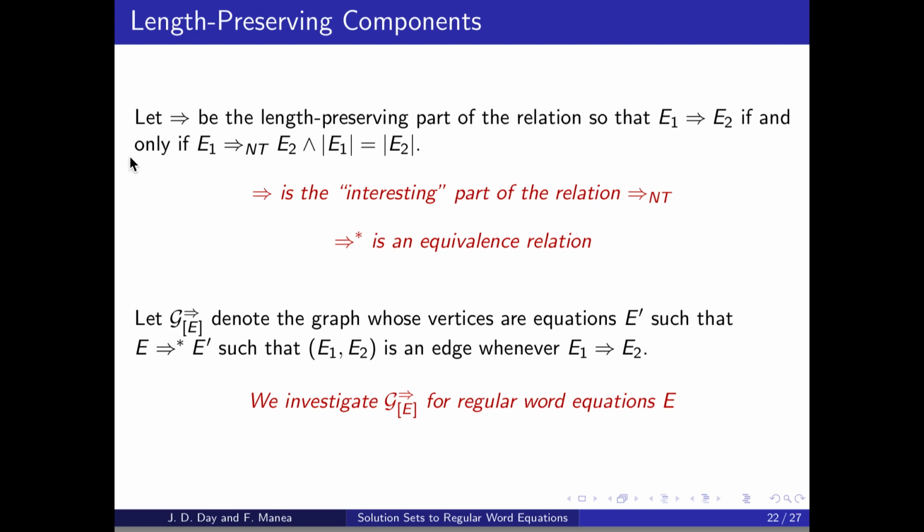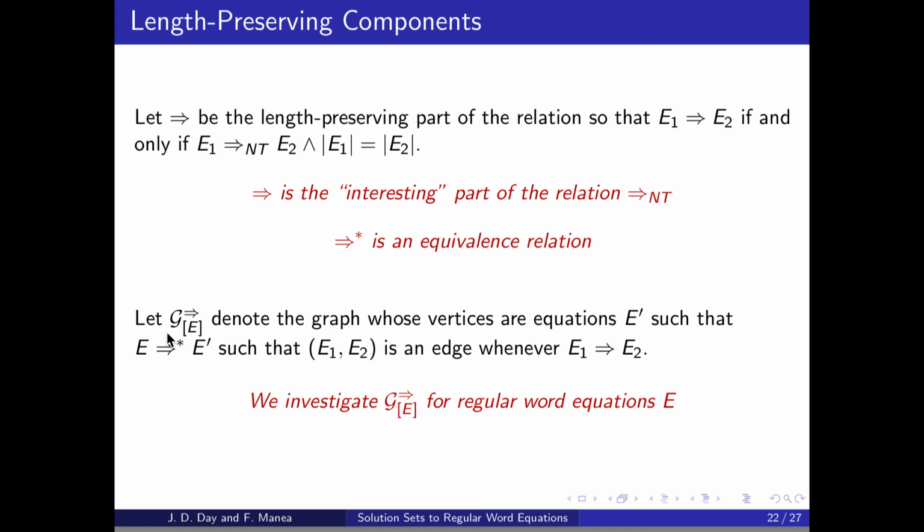So if I drop the subscript nt from my arrow notation, then this corresponds to the length preserving part of the rewriting relation that we had. And this is really the interesting part of the relation for the reasons that I've just said. And actually it's worth noting that if I take the reflexive transitive closure of this restricted length preserving rewriting relation, then this will be an equivalence relation. In other words, these length preserving components of the graph will be strongly connected in the regular case.